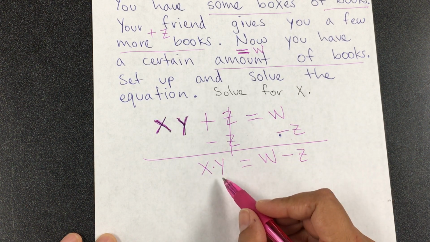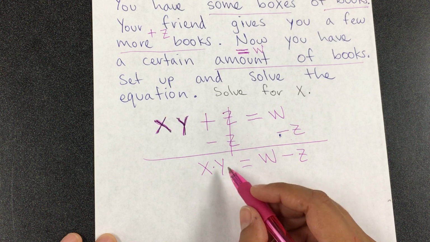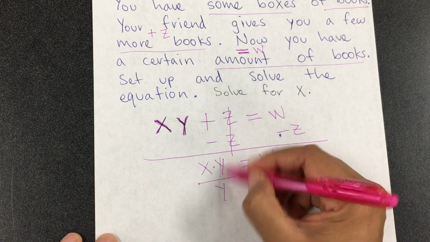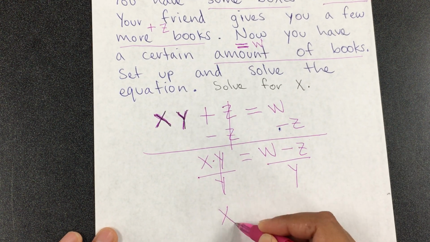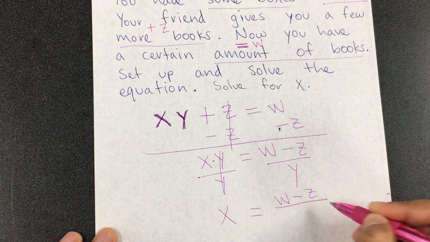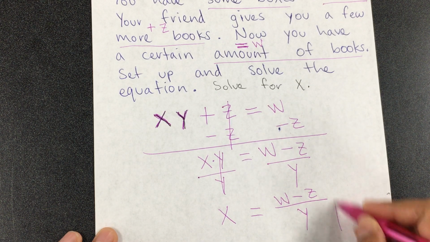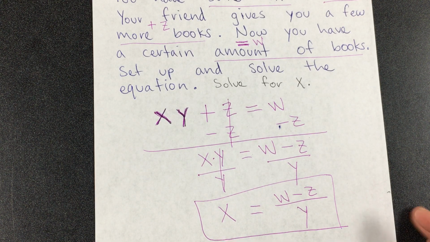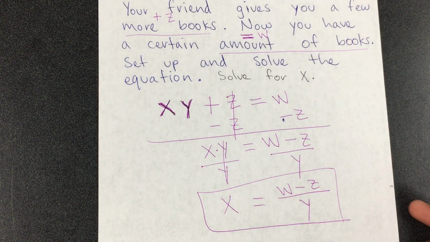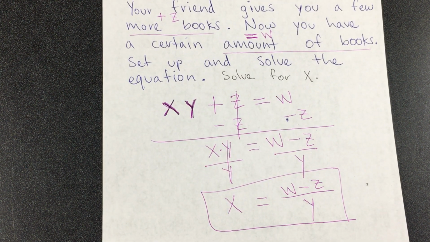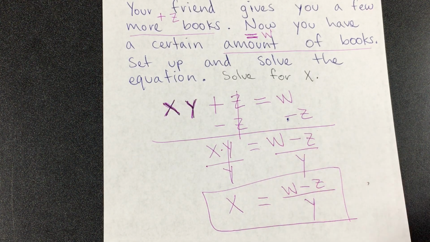Finally, if you're multiplying, the opposite of multiplication is division, and we want to leave X by itself, so we're going to divide by Y. This cancels, and so X is equals to W minus Z divided by Y. And so that will be the solution. So these are just two examples of how it relates to real life. We don't really know exactly the amount, but it's represented by an equation with variables only.